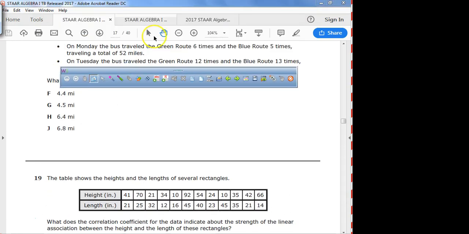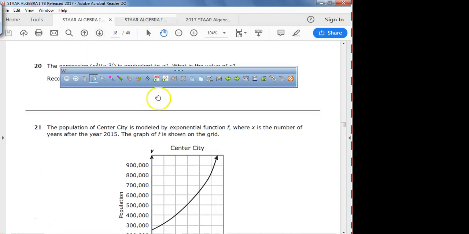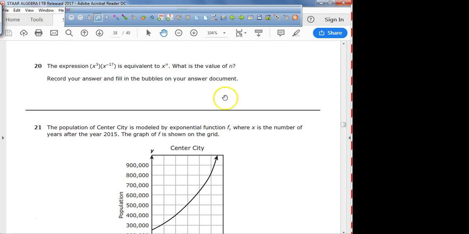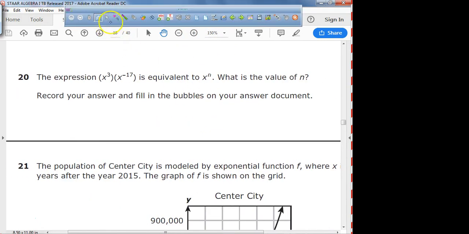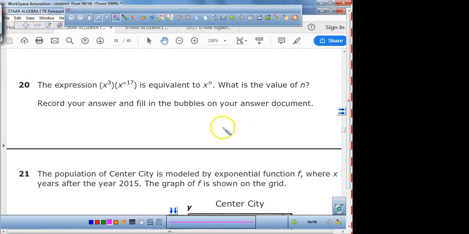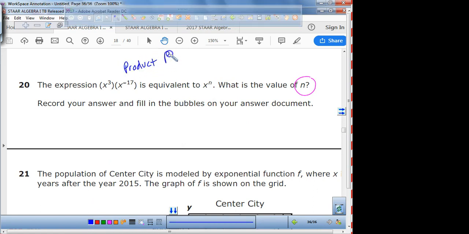One more problem, we're done. Hopefully it's a fast one. Oh sweet, it is. Super fast. That one was a long one, this is a short one. It says, the expression x to the third times x to the negative 17 is equivalent to x to the n. What is the value of n? By the way, this is called the product property in the laws of exponents. Alright, this would be a totally non-calculator question. This would be totally like on a TSI, ACT, SAT.